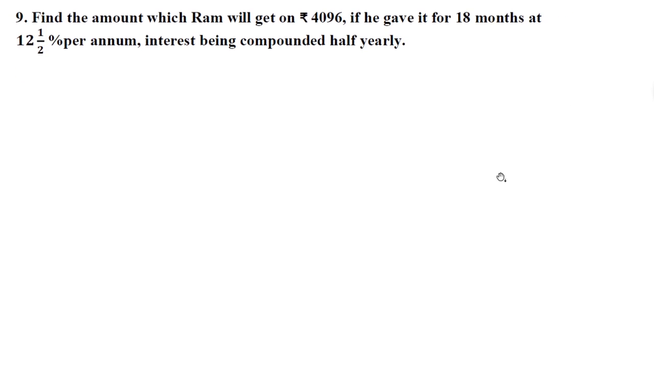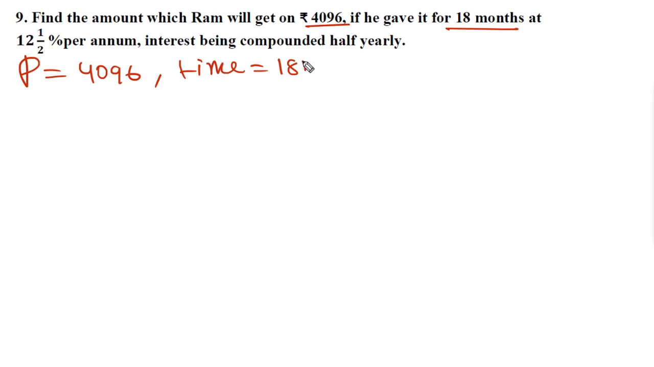Question number 9. Find the amount which Ram will get on rupees 4096 if he gave it for 18 months at 12 whole 1 by 2% per annum, interest being compounded half yearly. So first of all, we will move to the principal. So here P is equal to 4096 rupees and time is equal to 18 months.